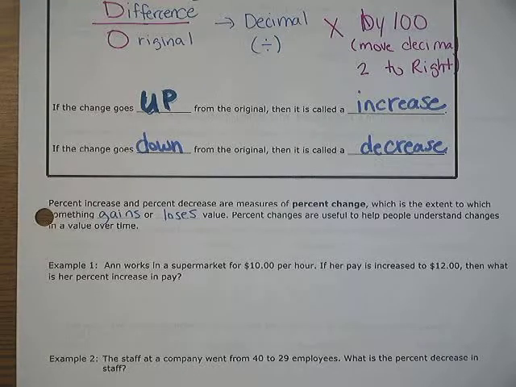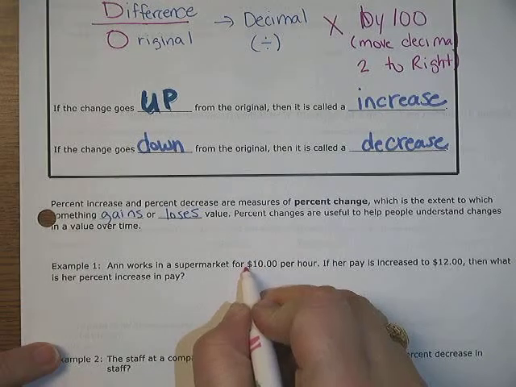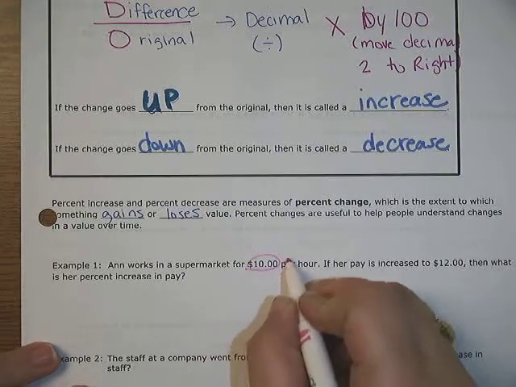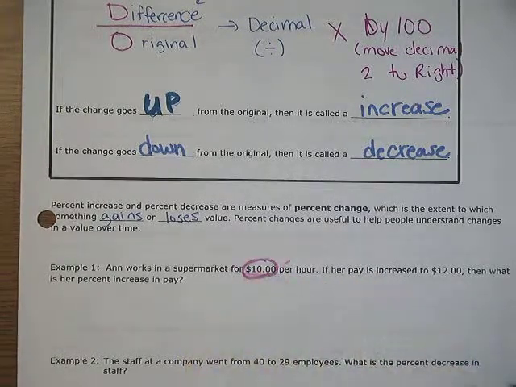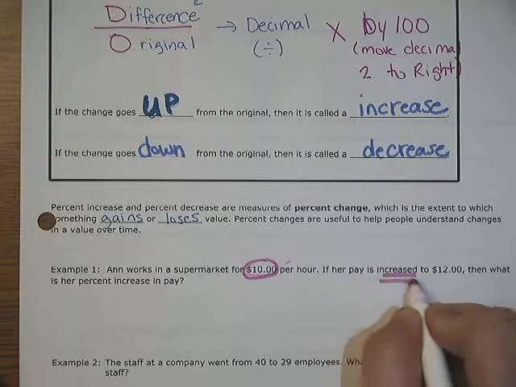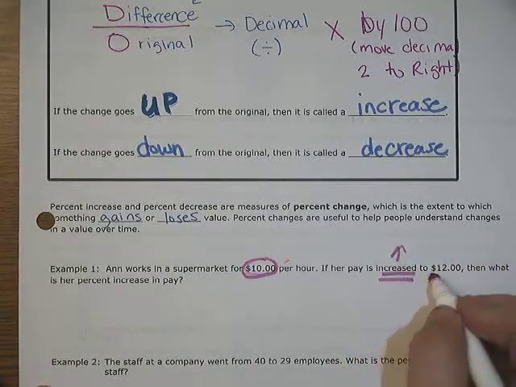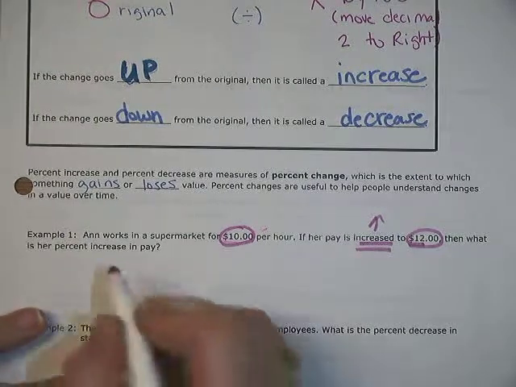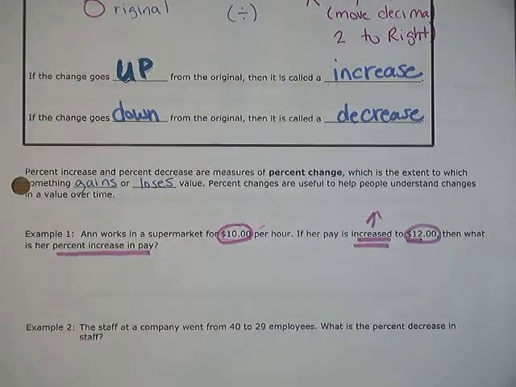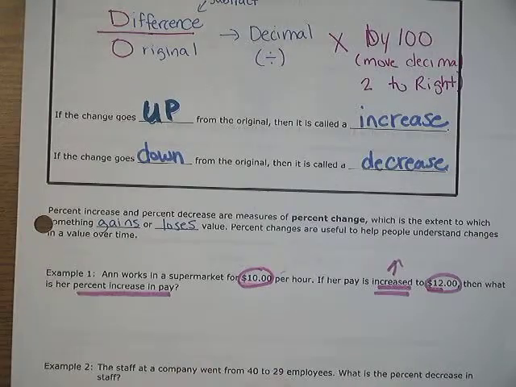Example 1. Anna works in a supermarket for $10 per hour. Now, just problem-solving strategies. Per means either one or that you're going to multiply. So, $10 per hour. And then it says if her pay is increased, which means it went up. And obviously, 12 is an increase. It went up to 12. What is her percent increase in pay?